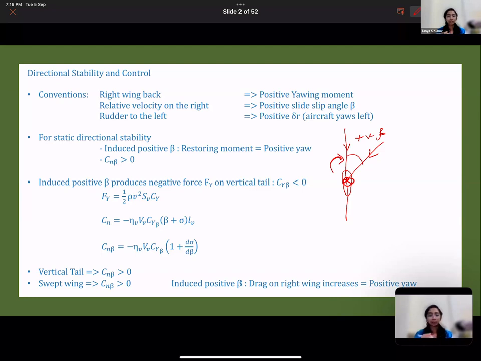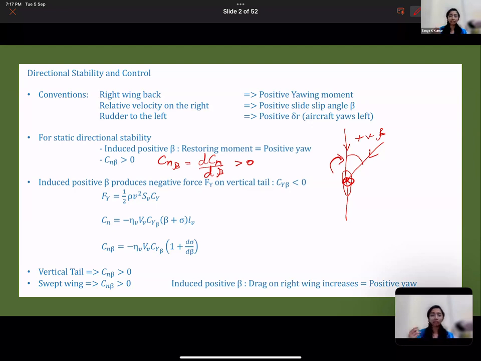Yawing moment is represented by N. So the Cn beta is nothing but dCn by d beta. For a positive beta, you require your yawing moment to be positive. Hence, this is greater than 0. That is what is required for static directional stability. The inherent ability of your aircraft to negate the effects of crosswind is known as static directional stability.